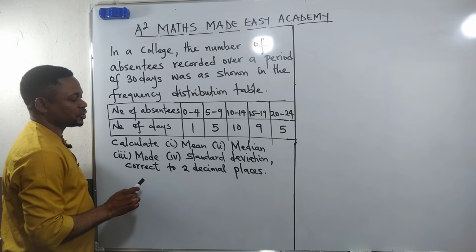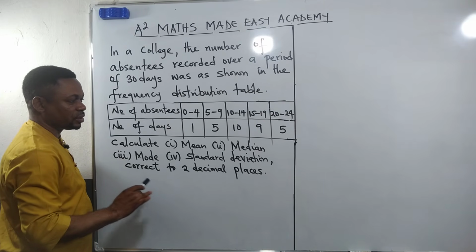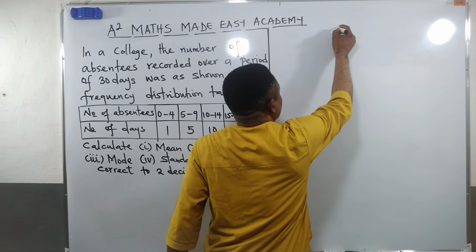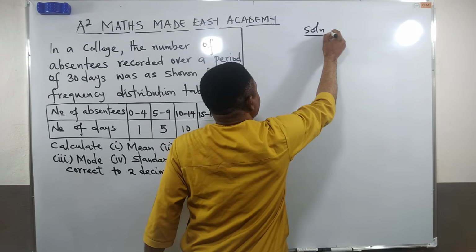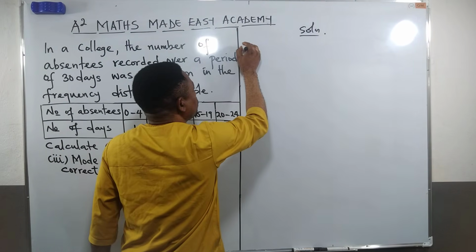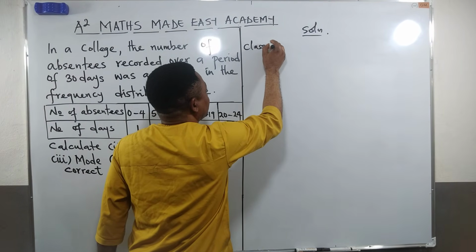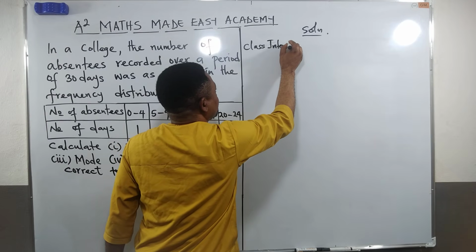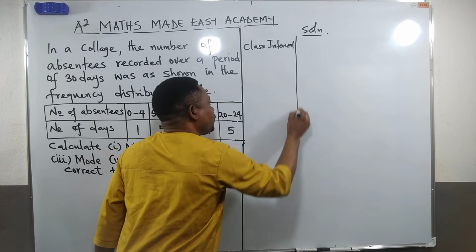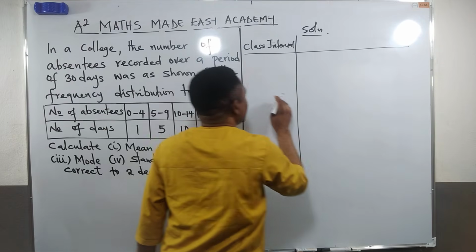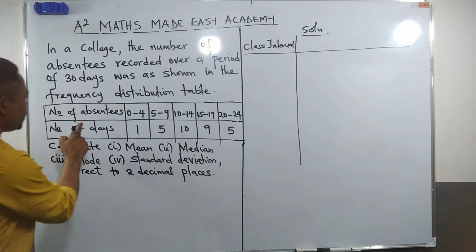Remember, this is A Square Maths Made Easy Academy talking. Now what are we going to do? The first thing we are going to do is to introduce a table. The first column here is what we call the class interval. If you observe from the question, the value of the class interval is given. Look at it on the table.